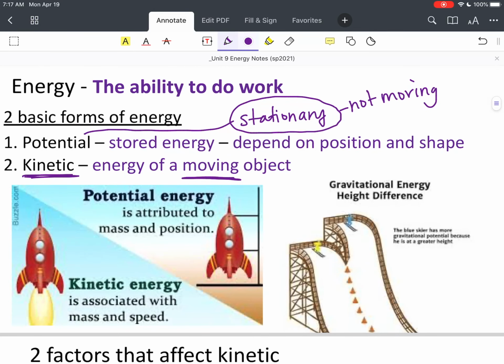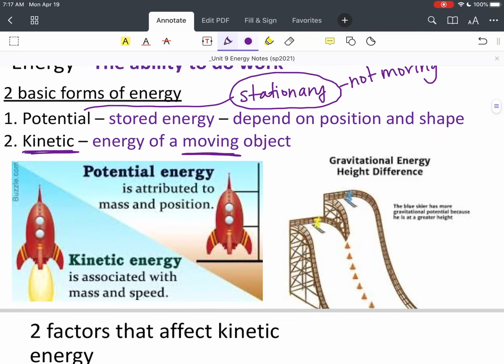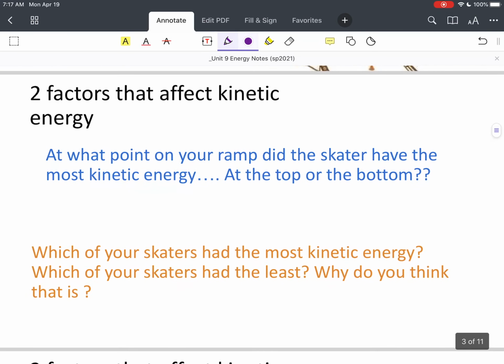Feel free to pause if you need to finish up any notes as we go along. There are two factors that affect our kinetic energy. This is what I mentioned earlier. When your skater was at the bottom of the ramp, what did you notice about his kinetic energy? We should have seen that at the bottom of the ramp he was moving a lot faster. So when he was down here, our kinetic energy was really high, and our potential energy was really low. Okay.